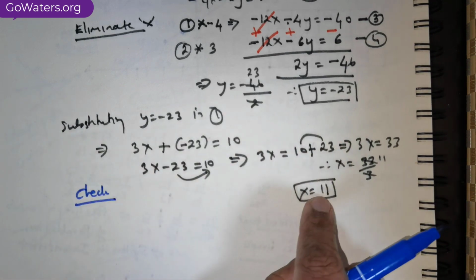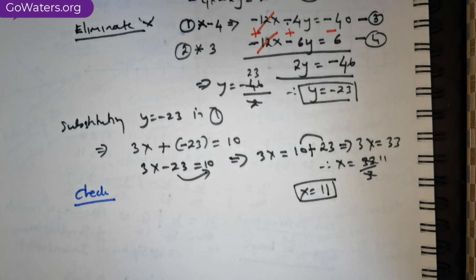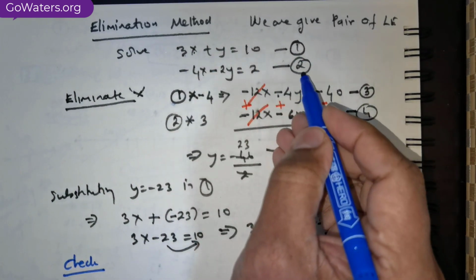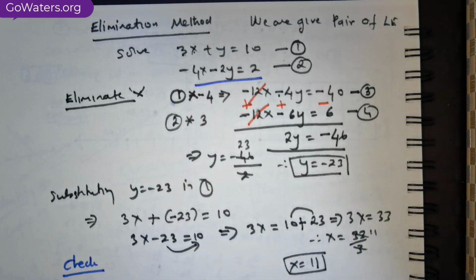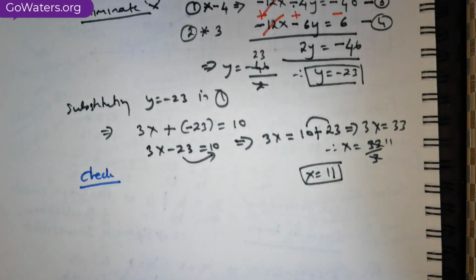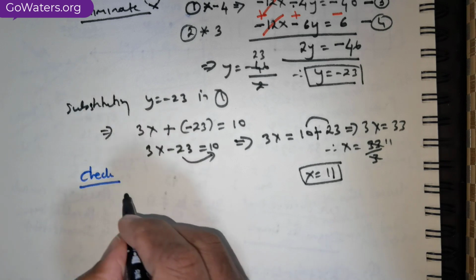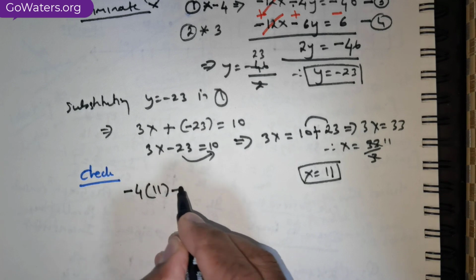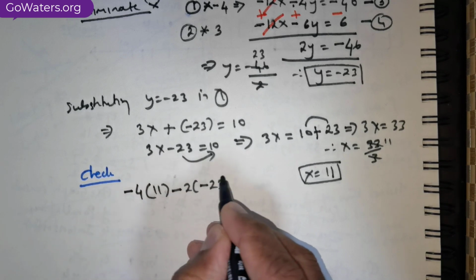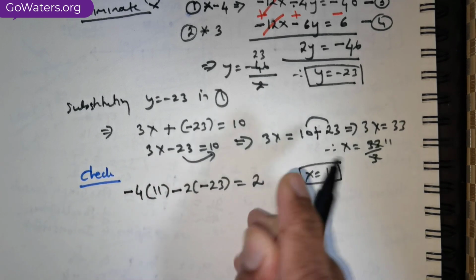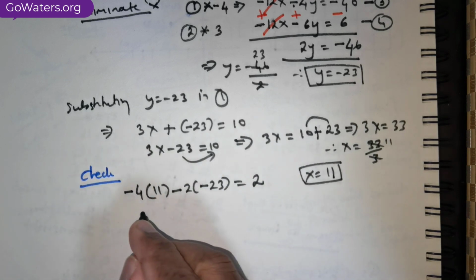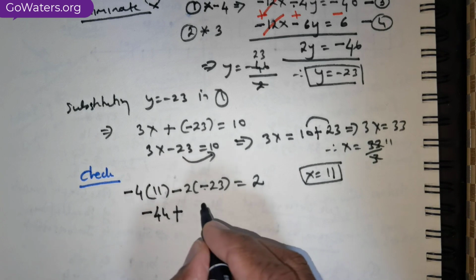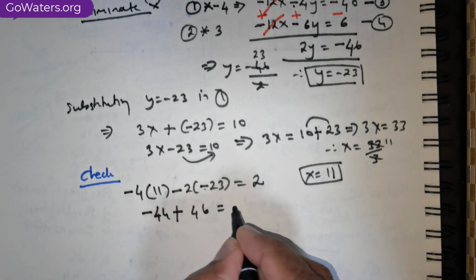Now it is better you perform the check. After you have obtained the value of x and y, you perform the check. So how do you do the check? You substitute the value of x and y in either 1 or in 2. Now let me choose 2 just for the sake of being a little bit different. So what I will do is I'll take the value of x, substitute it here. I'll take the value of y and I'll substitute it here. I need to get 2 here. Negative 4 times 11 would give you negative 44. Negative positive. 2 times 23 would give me 46, which is equal to 2.